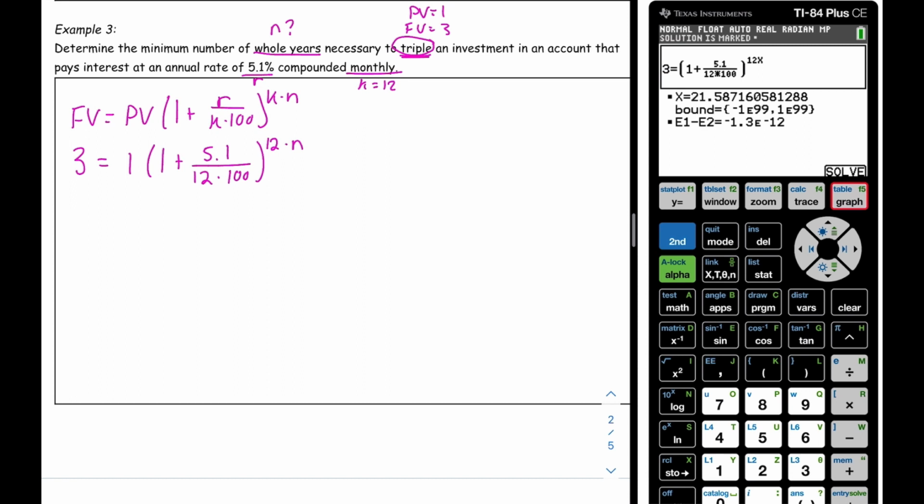And when we solve, we get that n is equal to 21.59. Now the question asks, determine the minimum number of years in order to triple an investment. So the tripling of the investment will happen during the 21st year. So therefore, it's going to take 22 years in order to triple this investment.